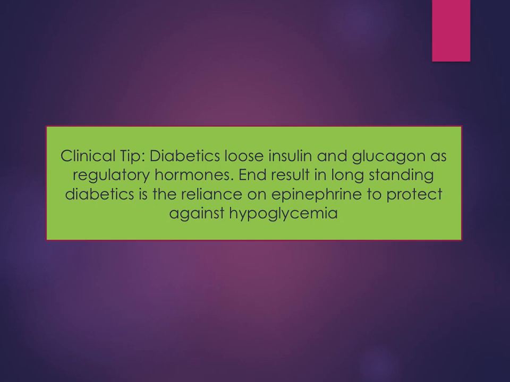Here's a quick clinical tip for you. Diabetics, it's not loose insulin. Let's cross that out. Diabetics lose insulin and glucagon as regulatory hormones. The end result of this, in long-standing diabetics, is a constant reliance on epinephrine to protect themselves against hypoglycemia. This is why when you encounter a patient acutely with hypoglycemia, they're sweaty, they're pale, they're tachycardic. Why? Because of the catecholamine release they're getting, because of that increased epinephrine. They're getting a sympathetic response to their hypoglycemia.